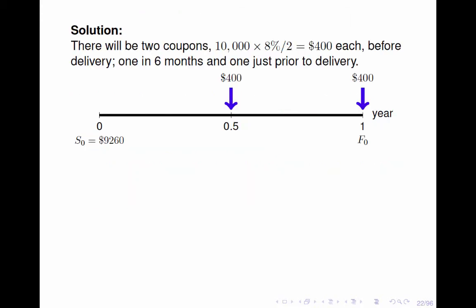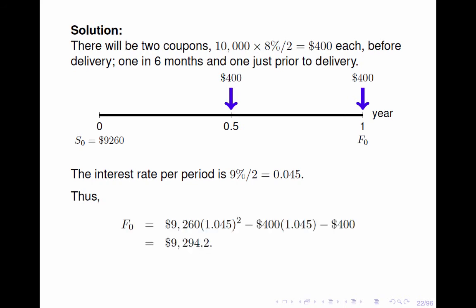Let's first draw the timeline. Since the previous coupon has just been paid, there will be 2 coupons before delivery, each of $400. The interest rate per period is 0.045. Thus, the 1-year forward price of this bond can be calculated as follows.